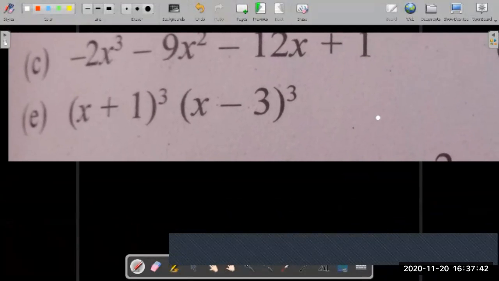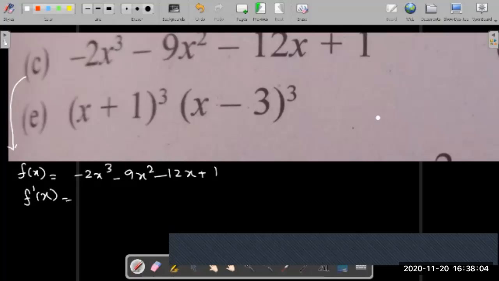So we got a very big one actually. Minus 2x cubed minus 9x squared minus 12x plus 1. So we'll write that as f of x equal to minus 2x cubed minus 9x squared minus 12x plus 1. f dash x equal to minus 6x squared minus 18x minus 12. So we need to see for which intervals this is greater than or less than 0.